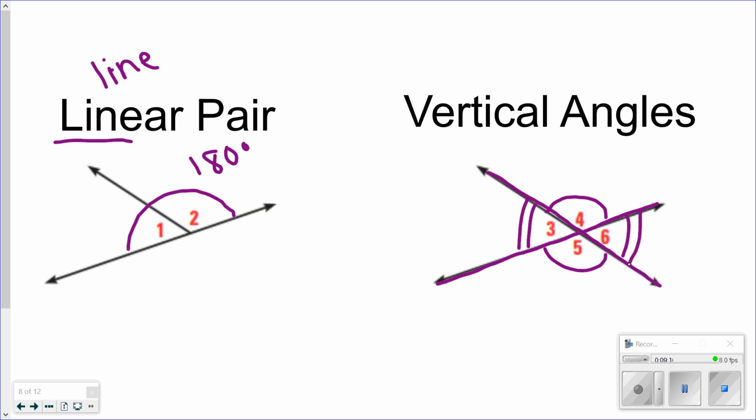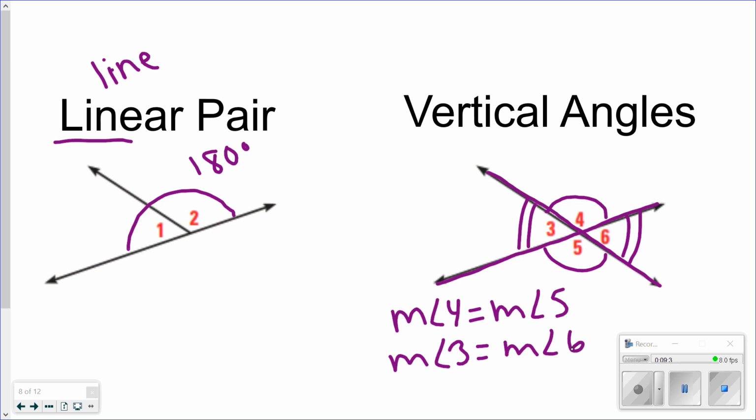What's nice is that this means that the measure of angle 4 is equal to the measure of angle 5 because they are vertical angles. Same thing with 3 and 6. The measure of angle 3 is equal to the measure of angle 6. So vertical angles are congruent to each other. They are the same measure.